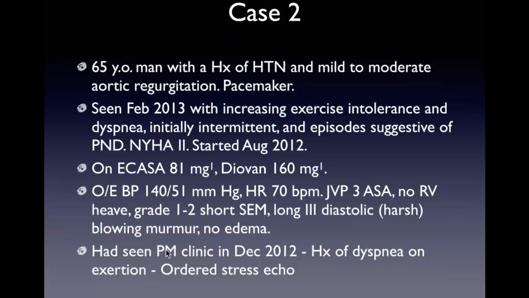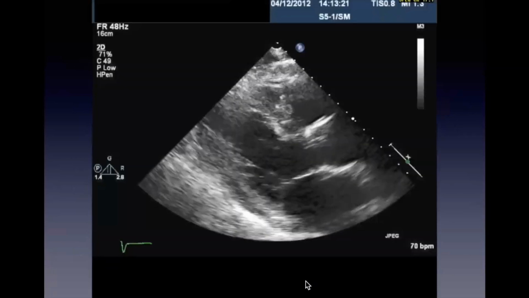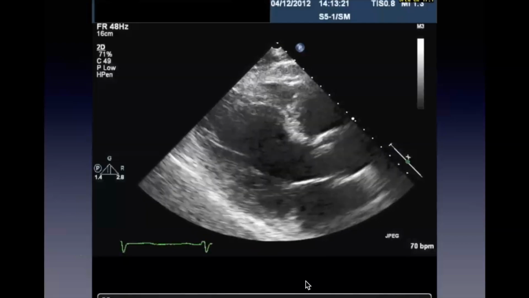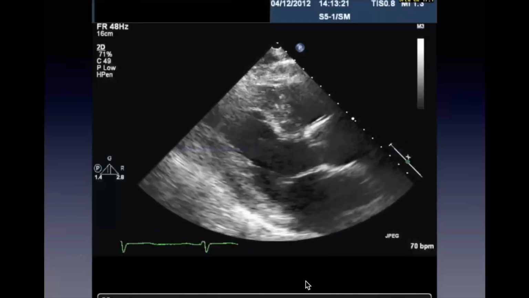He's on aspirin and Diovan. On physical exam, he's got a murmur of aortic regurgitation and a short systolic ejection murmur. JVP is not elevated. He's borderline hypertensive, and he was seen in the pacemaker clinic, and they ordered a stress echocardiogram. So here's some resting parasternal long axis.